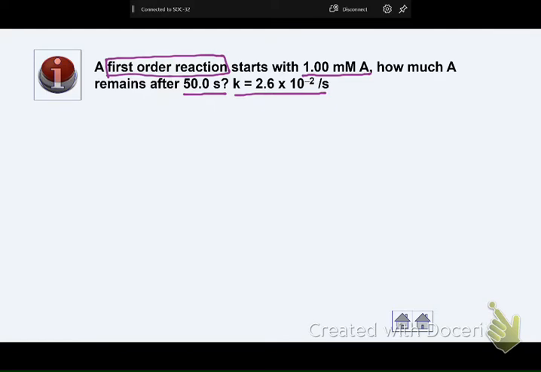So what you want to use, actually, there's different forms of the equation. You want to use this one, because this is the one that gives you concentration as an answer. The other ones are the natural log of the concentration or the natural log of the ratio of the concentrations. Those just don't apply. Okay.